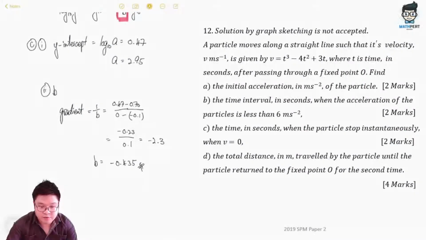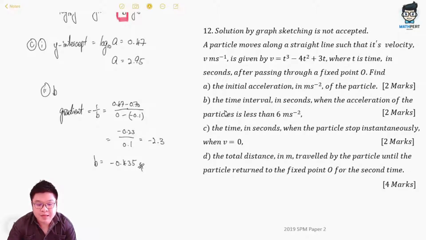So question 12. Solution by graph sketching is not accepted. A particle moves along a straight line such that its velocity v meter per second is given by v equals t cubed minus 4t squared plus 3t, where t is time in seconds. After passing through the fixed point O, find the initial acceleration in meter per second square of the particle. Initial acceleration, that means when t equals 0. Okay, and this part A gives us 2 marks.